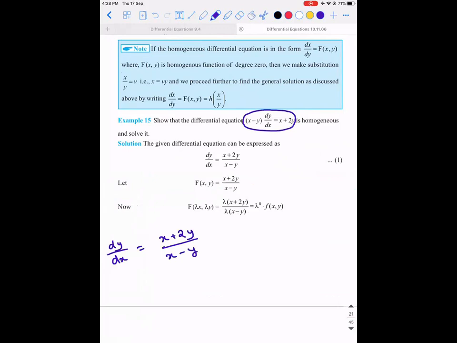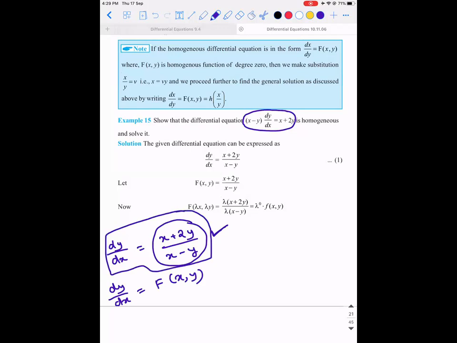So here I'm talking about a differential equation. I'm not talking about a function. So what is exactly happening? dy by dx is equal to f of x comma y. So this whole thing is a function, right? For us to conclude that this particular differential equation is a homogeneous differential equation, what should be the degree of this particular function? 0. It should be 0.